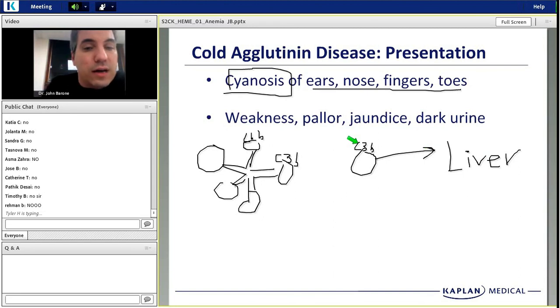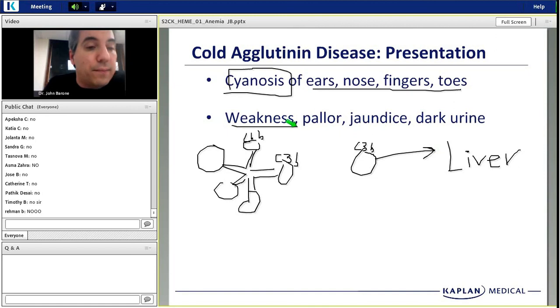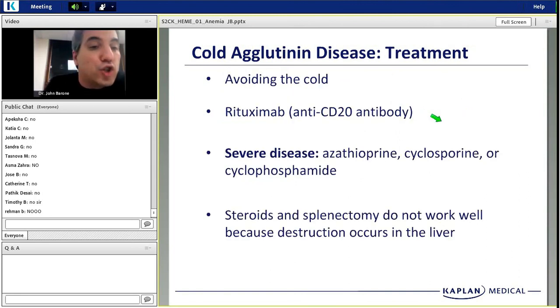They don't work. Now again, since you're having hemolysis in your liver, you're going to get anemia. So you're going to be pale, you're going to be jaundiced, you could have some dark urine because there will be a little intravascular complement lysis here too. So you get a little bit of dark urine as well. So a little intravascular.